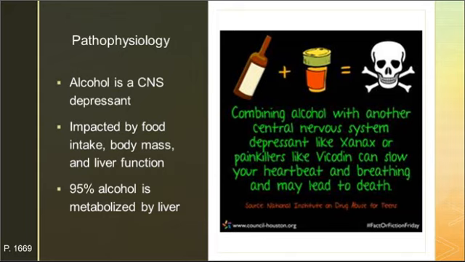Pathophysiology, just what I put here: alcohol is a CNS depressant impacted by food intake, body mass, liver function. Those are things that affect women because of the body mass, and then the elderly because of body mass and liver function. 95% of alcohol is metabolized in the liver. That's significant. And then when you combine it with other things like Xanax or alprazolam, Vicodin, which is hydrocodone, it slows your heart rate and breathing and can lead to death.